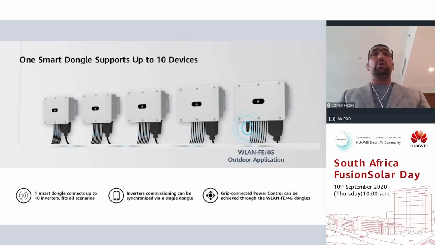The smart dongle supports up to 10 devices. One of the devices would be a master inverter with the WLAN FE or the 4G dongle installed, and the other inverters would be slaves, connected using RS485. It's a quicker, easier installation process, and it's cheaper and more cost effective to go with this option, especially for the smaller C&I projects.